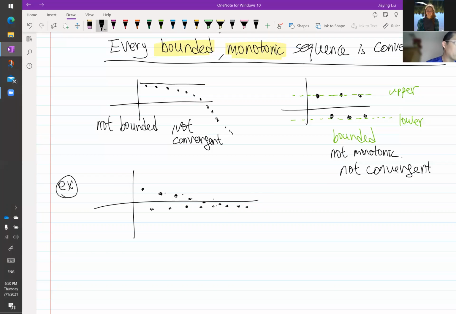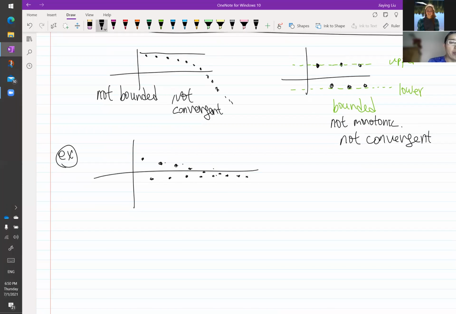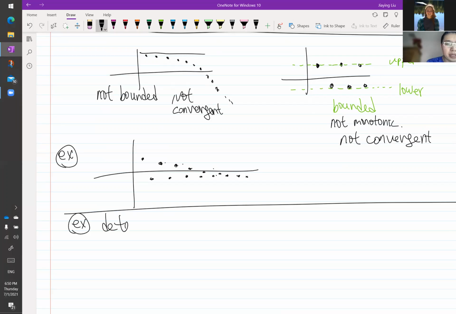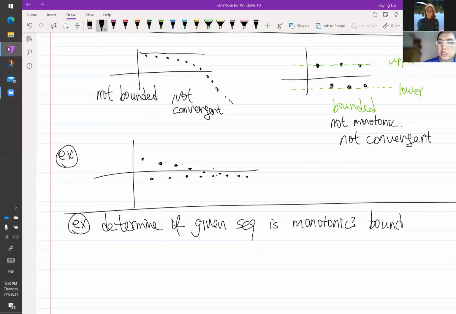All right, let me give you a few examples. Maybe that will help make more sense. For the following example, determine if the given sequence is monotonic, bounded, or convergent.